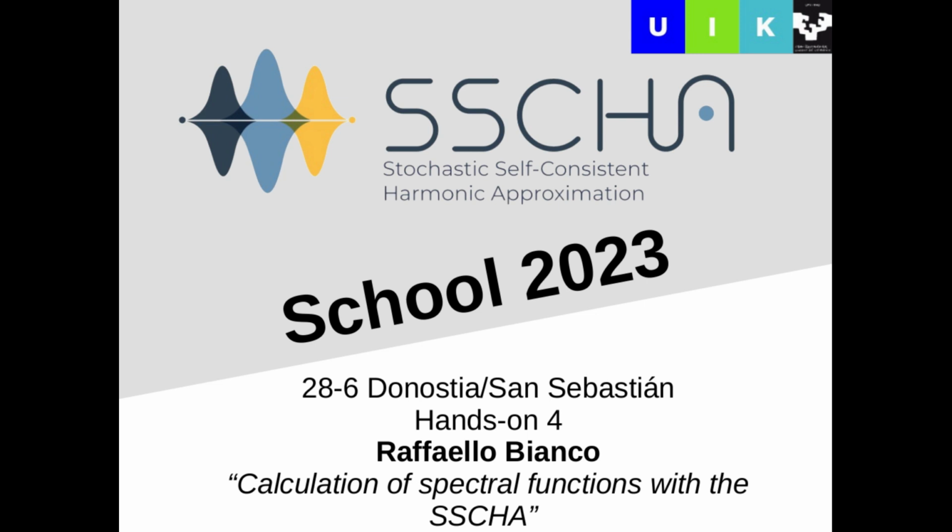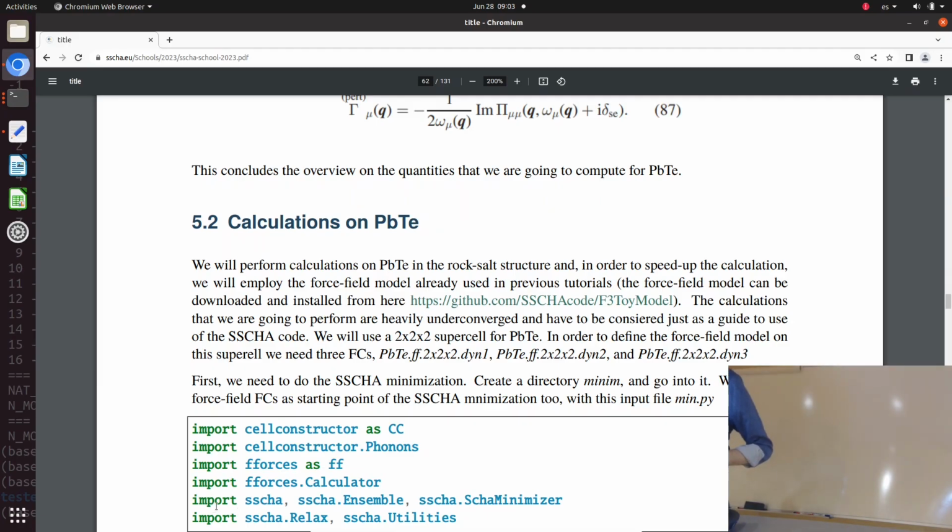So the calculation will be performed on tin telluride, lead telluride, sorry, and we will use a 2 by 2 by 2 supercell, which is not the supercell that you should use to do converged calculations. But in order to go faster, now we will use a 2 by 2 by 2 supercell, and we will use a toy model, a force field that works pretty well for this kind of system.